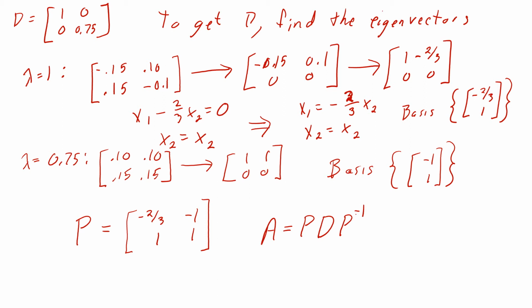Or in other words, we can rewrite it as A times P is equal to P times D. And you can take this and you can check it, okay? But this gives you an efficient way of finding the diagonal matrix to which your original matrix is similar.